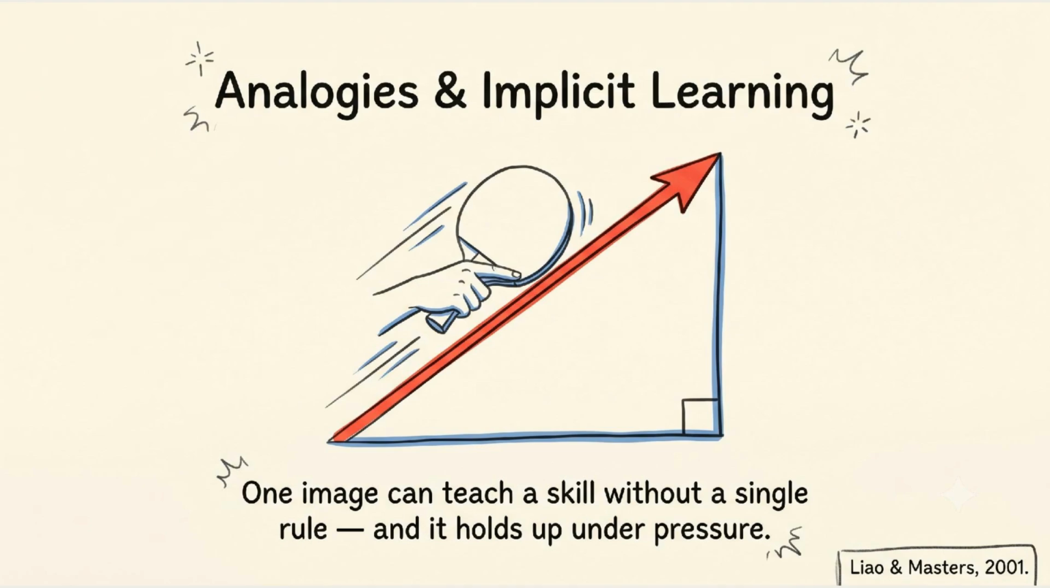When explicitly taught learners are stressed, they tend to reinvest. They consciously revert to thinking through the verbal rules they were given. And that conscious, rule-bound control interferes with smooth, automatic movement and destabilizes performance. If you never loaded them up with explicit rules in the first place, there's nothing to reinvest in, so the skill holds up. Analogies build skills that survive pressure.